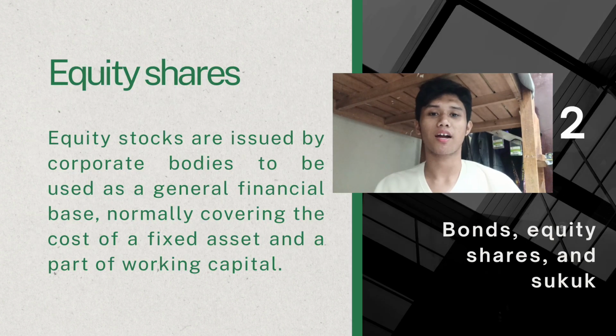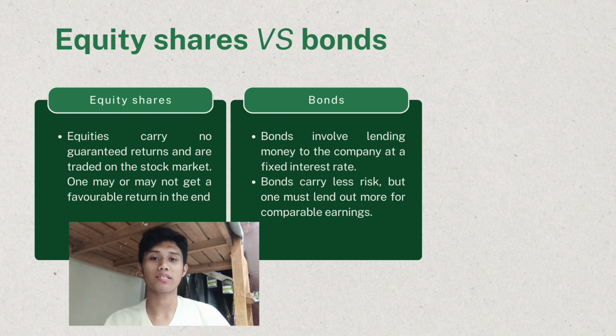Sukuk certificates are also different from equity certificates. Equity stocks are issued by corporate bodies to be used as a general financial base, normally covering the cost of a fixed asset and a part of working capital. Equities carry no guaranteed returns and are traded on the stock market. In contrast, bonds involve lending money to the company at a fixed interest rate. As such, bonds carry less risk than equity shares.